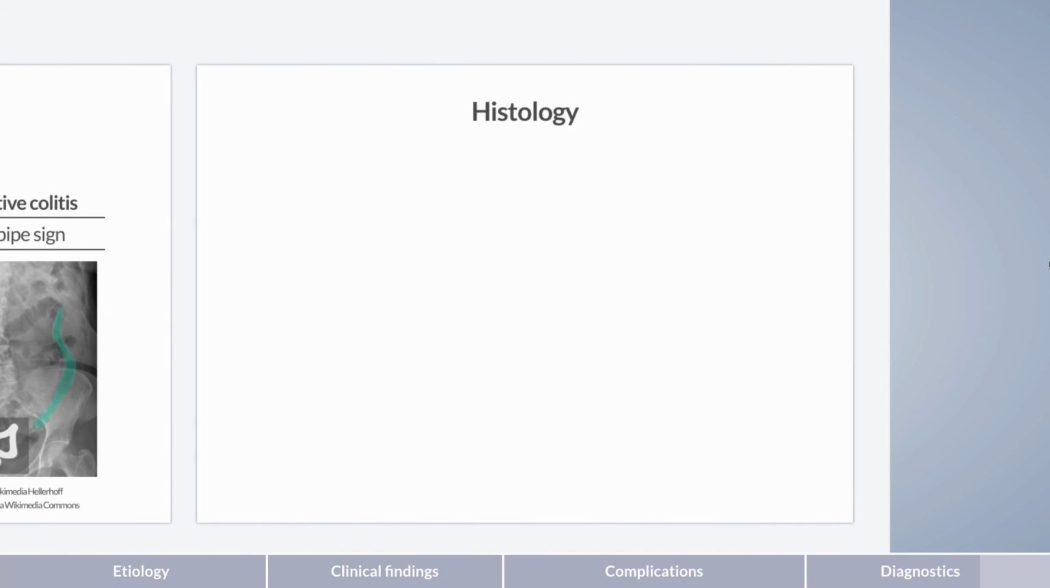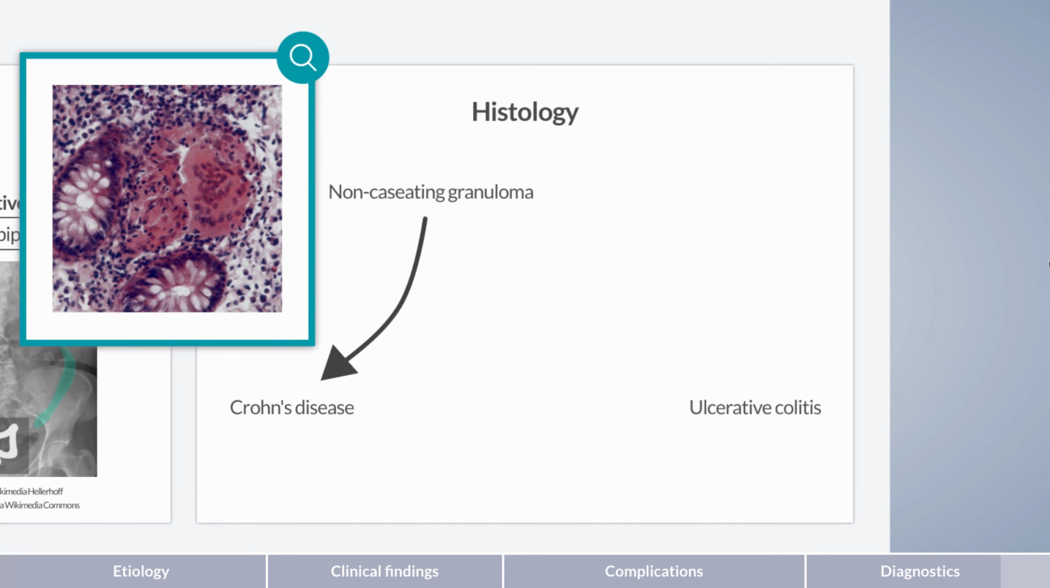Using histological sampling, it is also possible to differentiate between Crohn's disease and ulcerative colitis. Crohn's disease is histologically characterized by non-caseating granulomas and giant cells. They are found in approximately 1/3 of patients and are not present in ulcerative colitis. Possible histological findings in ulcerative colitis are crypt abscesses with granulocyte infiltration.